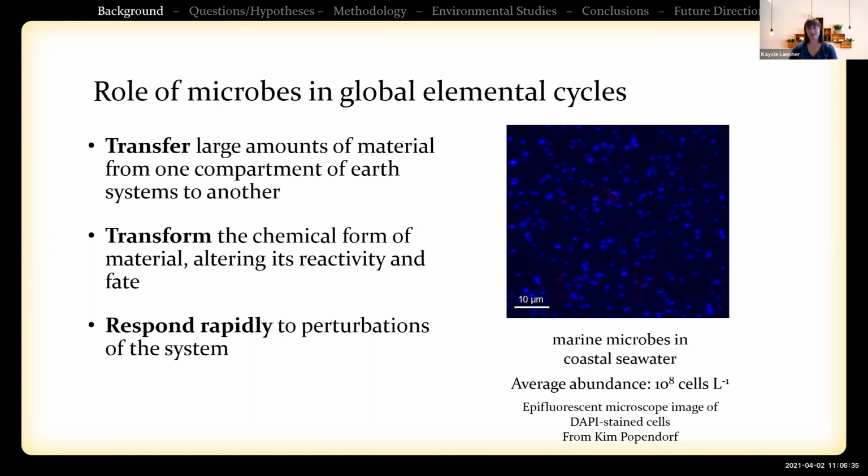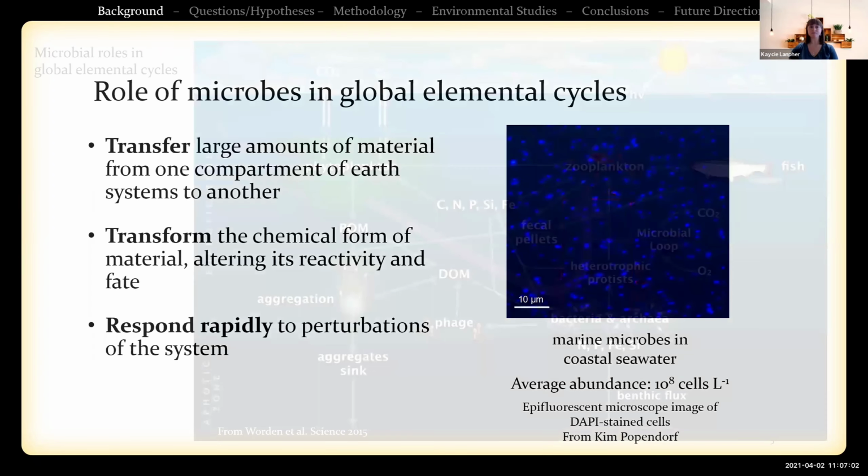This image on our right is an image of the seawater from Kim. They're DAPI stains, which means I've stained their DNA. So this is actual images of microbes, and they're quite abundant in the marine environment, so 10 to the 8th cells per liter on average. So even though we can't see them with our naked eye, or most of them, they are very abundant and have strong controls on global cycles.